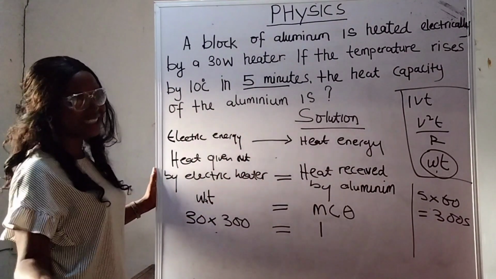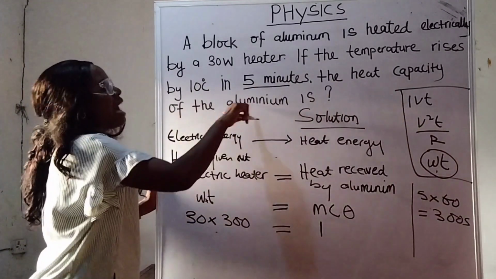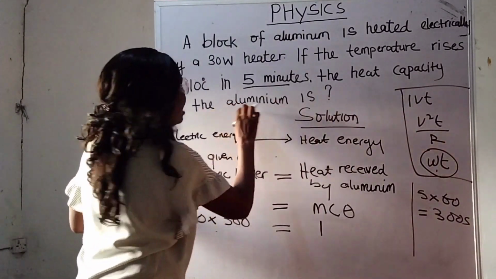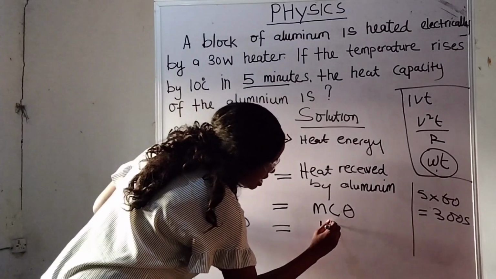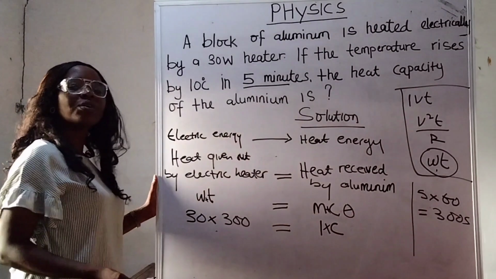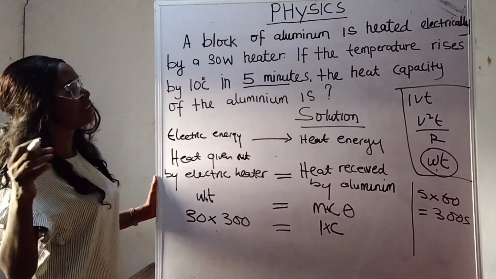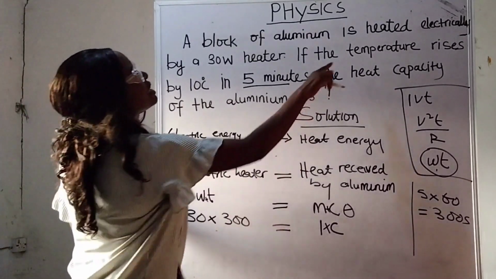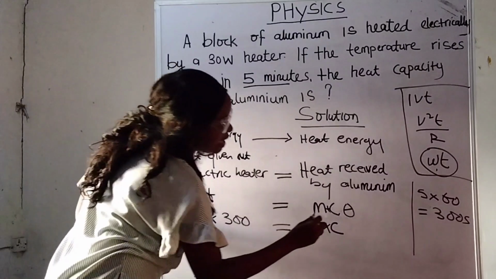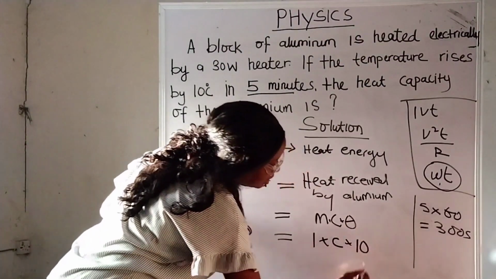C, we don't know our C. That's what the question asks us to get, the heat capacity of the aluminium. So C, which represents the heat capacity of aluminium, will still be C because we don't know it. That is a multiplication sign here. Okay, we come to theta. What is theta? That is the temperature. The temperature rises by 10 degrees Celsius, so our temperature now is times 10. This theta is 10.